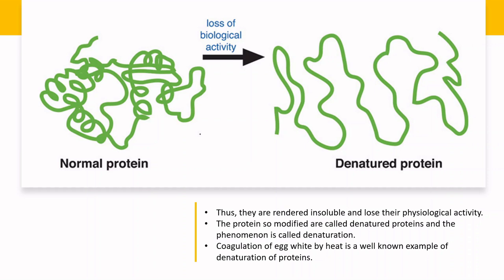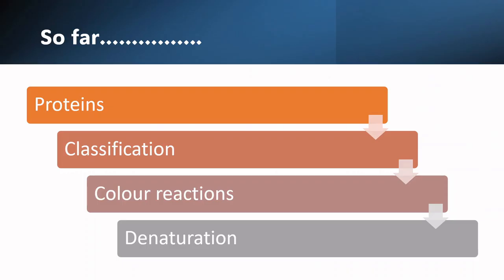These modified proteins are called denatured proteins, and the conversion of a folded protein into a straight protein is known as denaturation. Example of denaturation, we have already discussed: coagulation of egg white by heat.